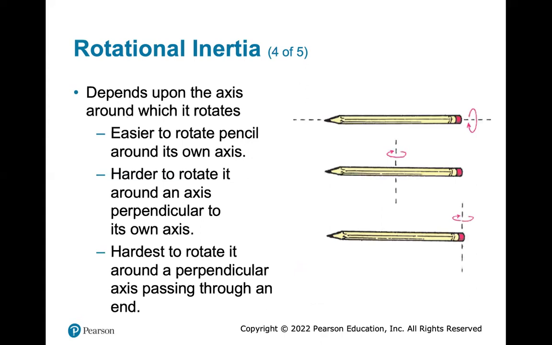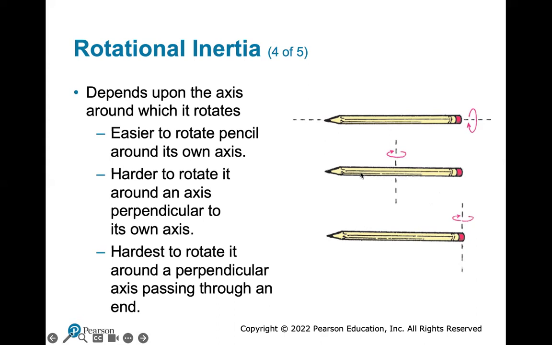The same object has different rotational inertia depending on where the axis of rotation is. So you can see this pencil, if you rotate it around this axis, it's one rotation. If you rotate it about this axis, it's a different rotational inertia. And if you do it around the end, it's a completely different rotational inertia. You can see here, it's pretty well distributed, and this would be distributed.